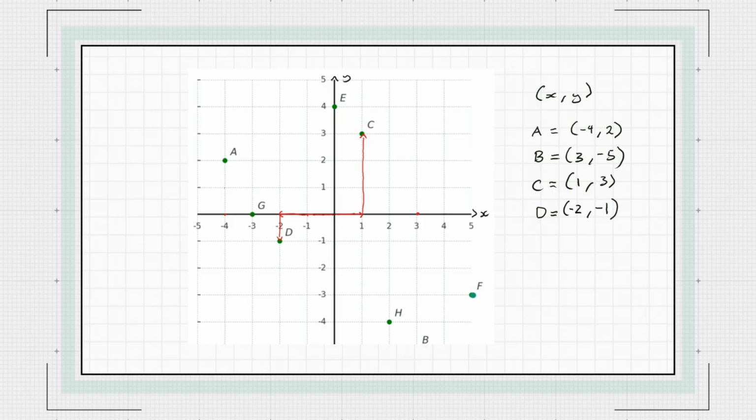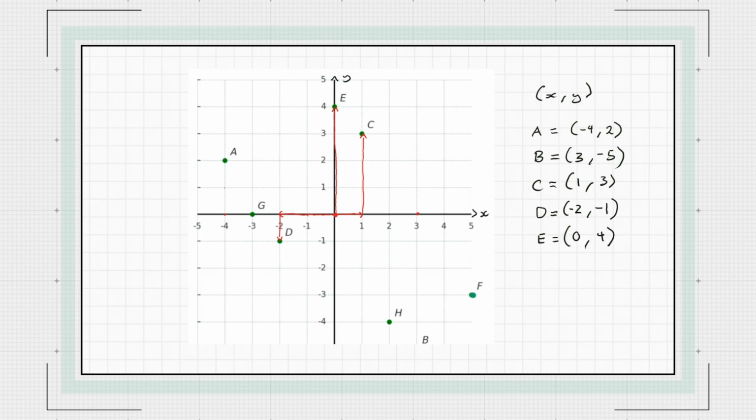Okay, let's look at E. So for E, we are right here for the x-axis. We haven't actually moved, and that point right at the start is known as the origin. So for the x-coordinate, it's 0. For the y-coordinate, it is 1, 2, 3, and it is 4. So 0, 4.